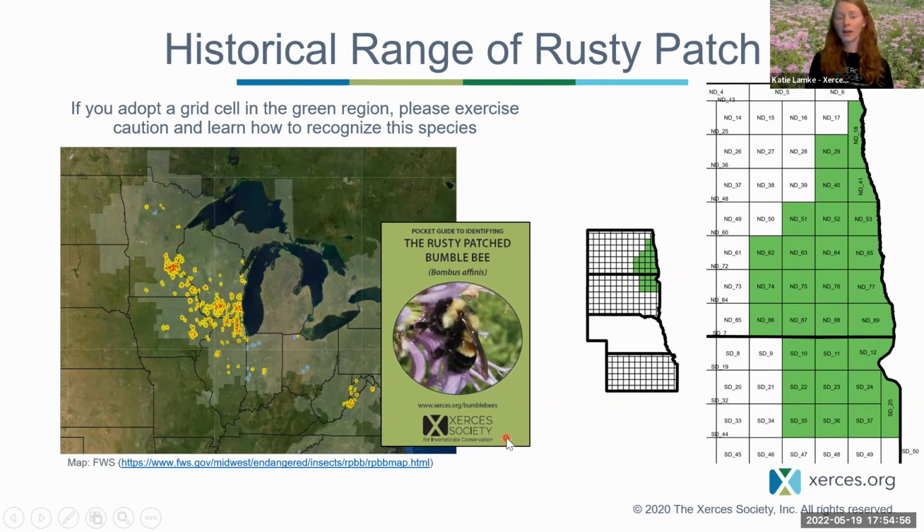There's a little pocket guide that can teach you about the identification of it. And if you do come across the species, we would like you to stop your survey and contact your state's Ecological Services Office of the U.S. Fish and Wildlife Service. There is a contact for both North Dakota and South Dakota in the handbook and on the website for who to contact if you do come across this. But again, it is very, very unlikely.